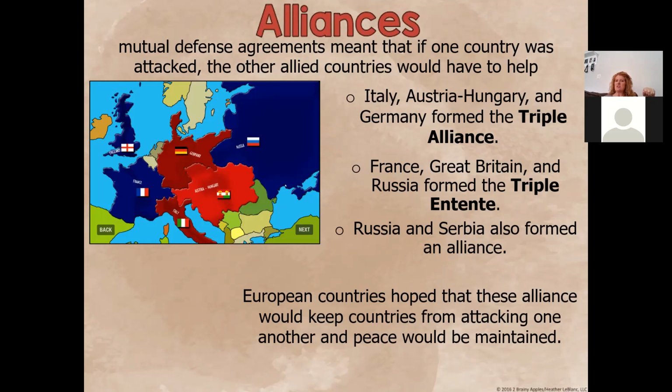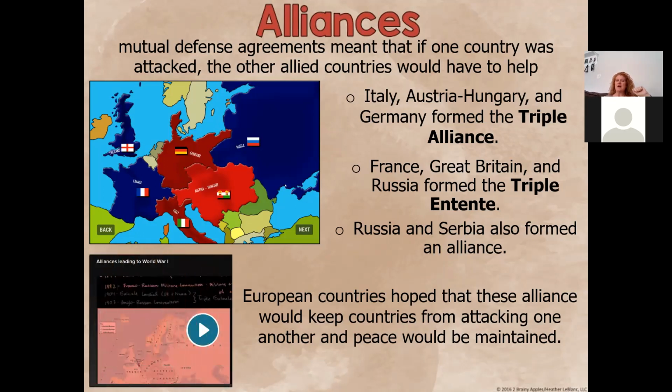Italy, Austria-Hungary, and Germany have the Triple Alliance. France, Great Britain, and Russia are the Triple Entente. Russia and Serbia also have this separate alliance, which we'll see is super important here in just a minute. European countries hope that these alliances are going to keep other countries from attacking one another, and that peace would be maintained.